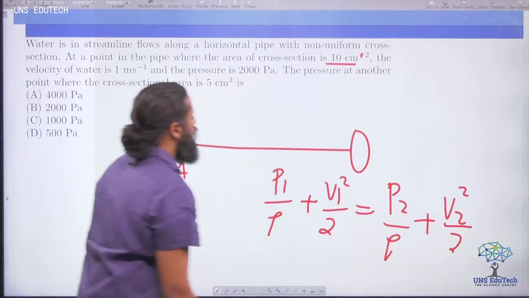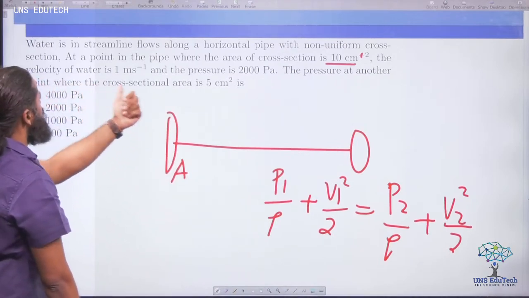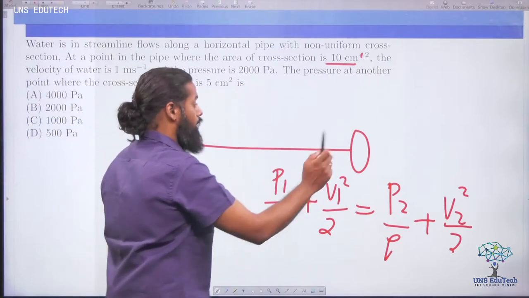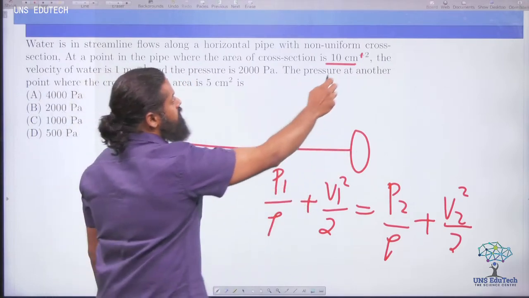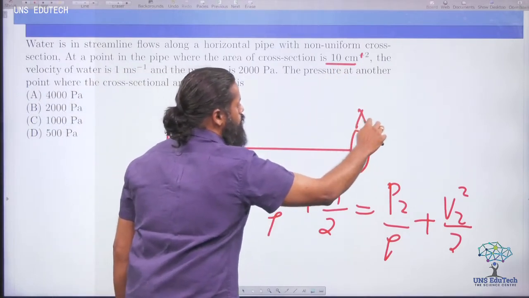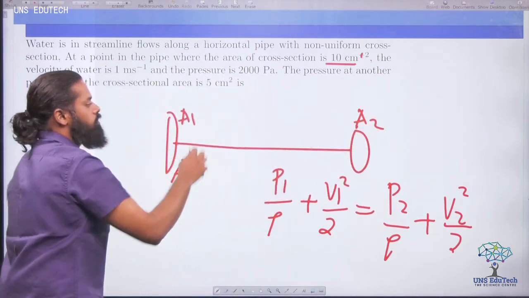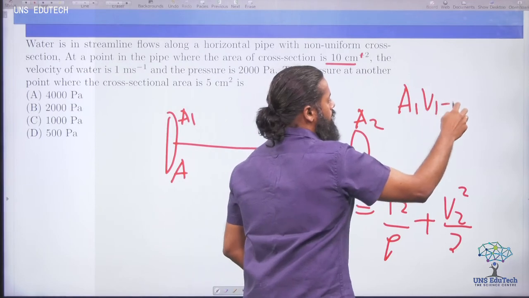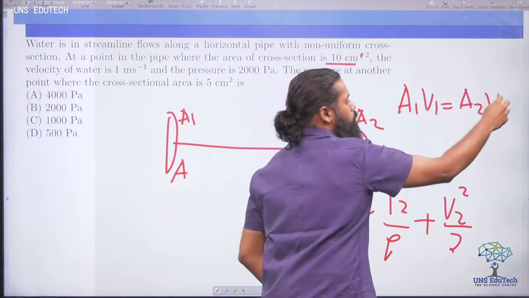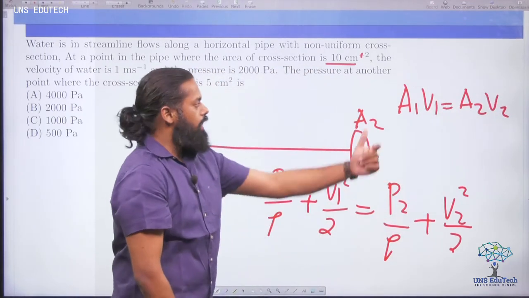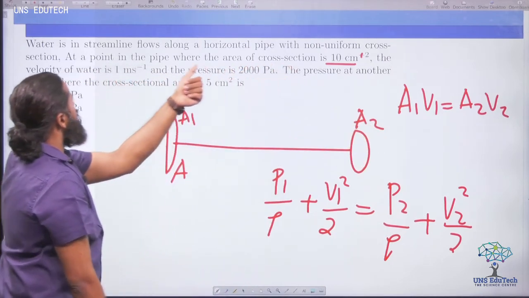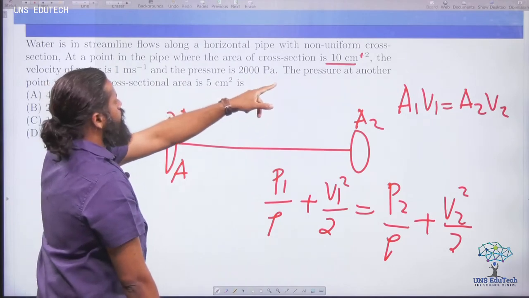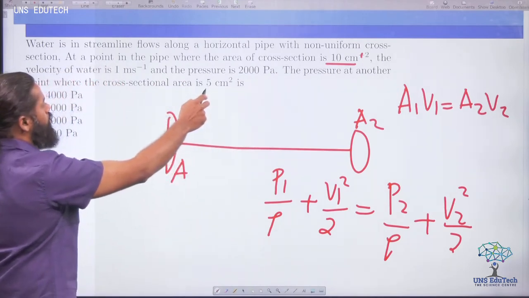Because we have the velocities at two different sections, we are not going to use the areas directly; we can find the velocity. The area of cross section A1 is given, A2 is given, so we can write A1 V1 is equal to A2 V2. We can use the continuity principle. The velocity is 1 at the first location, and applying A1 V1 equals A2 V2, we can find the velocity at the second section.